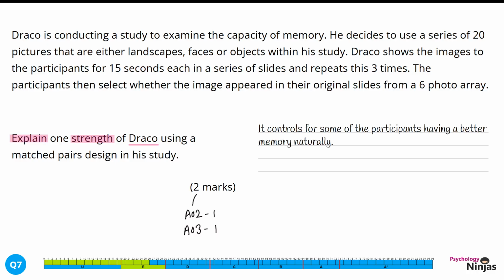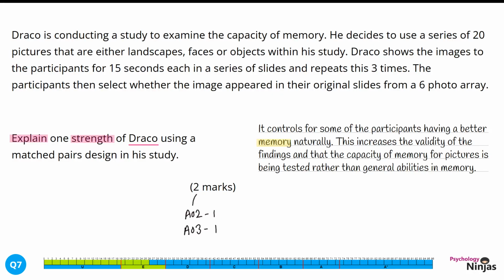It controls for some of the participants having a better memory naturally. We've identified a strength, and by discussing it in terms of memory, we've just about done enough to give some application to Draco's research. We then want to justify why this is a strength.